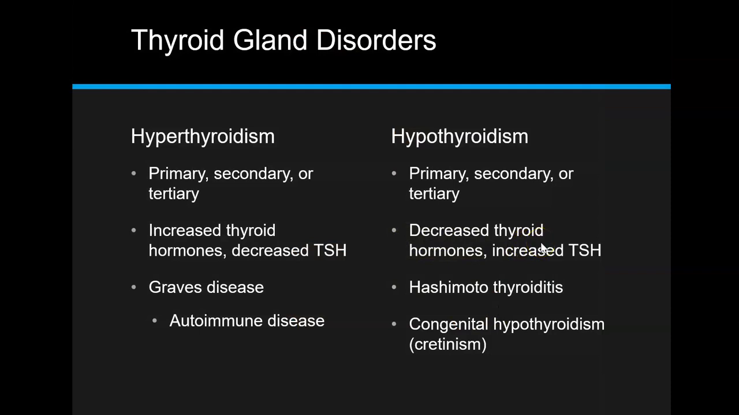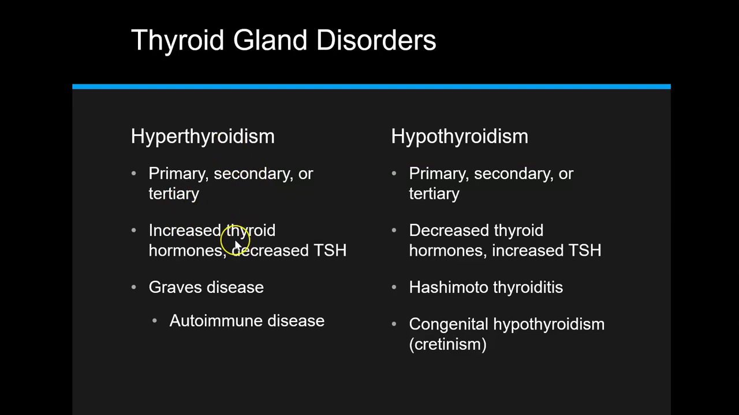Okay, so let's look at thyroid gland disorders. We have hyperthyroidism and hypothyroidism. Hyperthyroidism can be primary, secondary, or tertiary. In primary, the thyroid gland is affected. Secondary is the pituitary, and tertiary would be the hypothalamus.